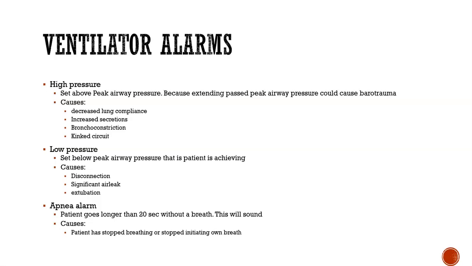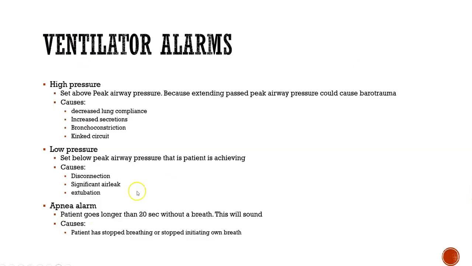Okay. Now I've already talked about ventilator alarms a little bit. Remember, high pressure is set above that peak airway pressure. It's caused by decreased lung compliance, increased secretions, bronchoconstriction, a kink in the circuit. Remember, with high pressure, we've got pressure that's blocked and can't get through, so we're having a lot of pressure buildup. So it causes a high pressure alarm. Remember, low pressure is when we've got not enough pressure going through. The vent is trying to push pressure out, but it can't push enough out, so it senses the pressure is low. That can be from disconnections, cuff leaks, the patient self-extubating, or us extubating the patient.